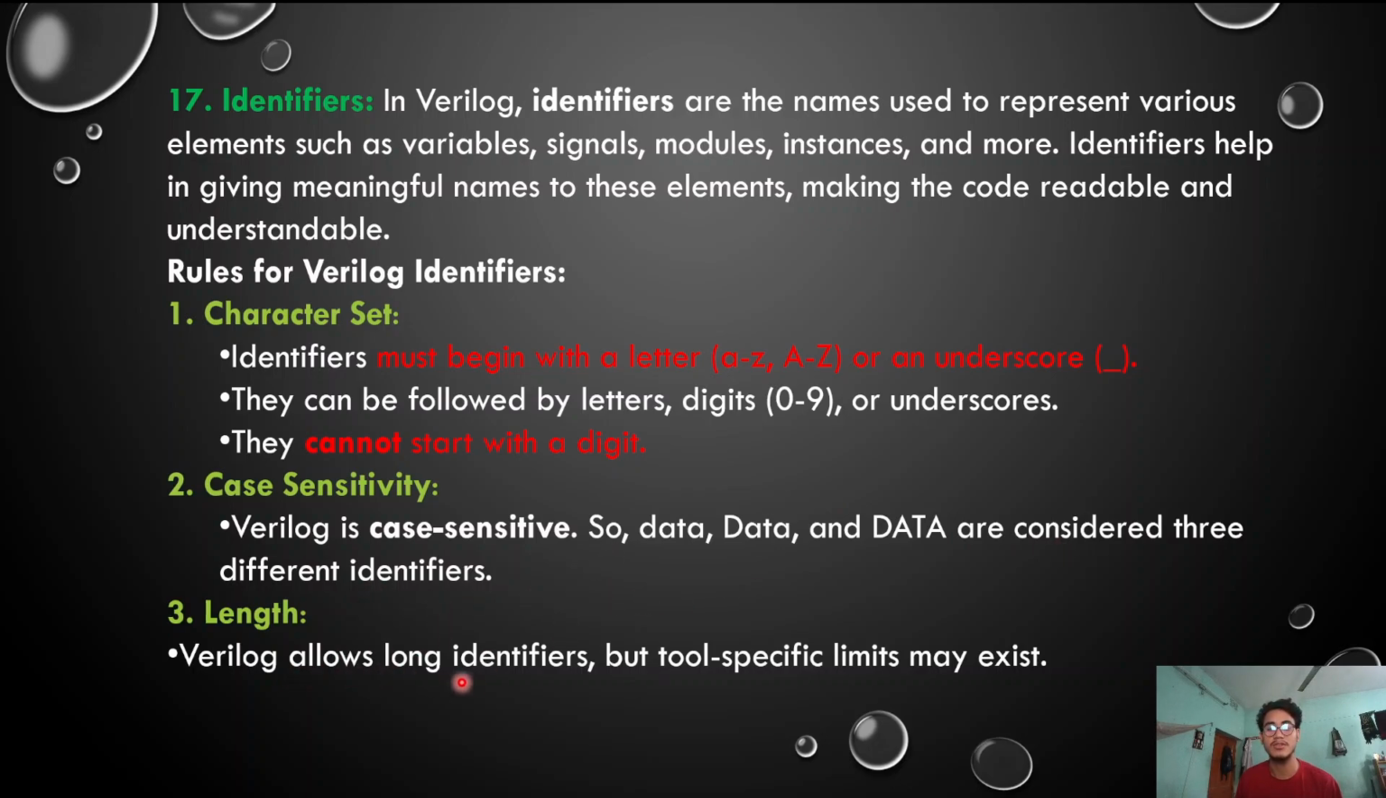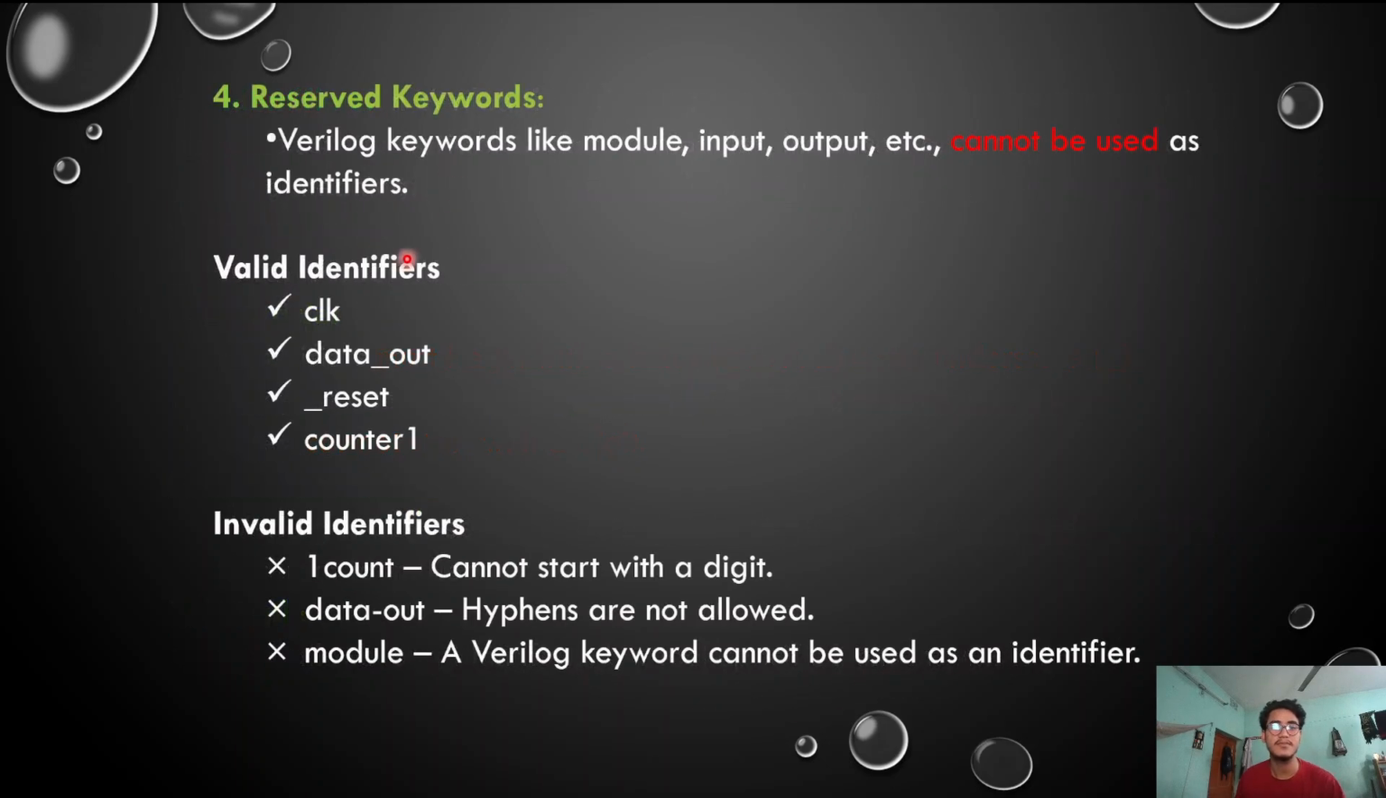Length. Verilog allows long identifiers, but tool-specific limits may exist. Reserved keywords. Reserved keywords cannot be used as identifiers. There are some examples of valid identifiers. CLK, clock, data underscore out, underscore reset, counter 1. There are some examples of invalid identifiers.